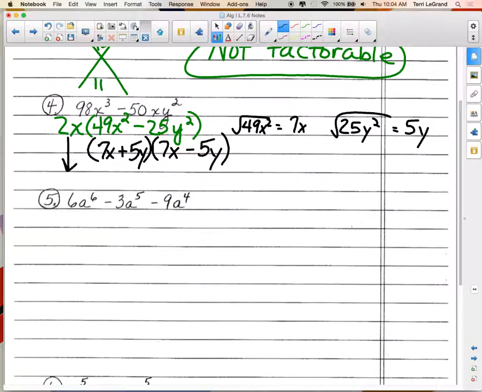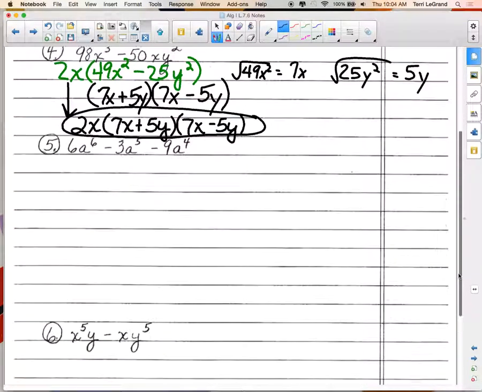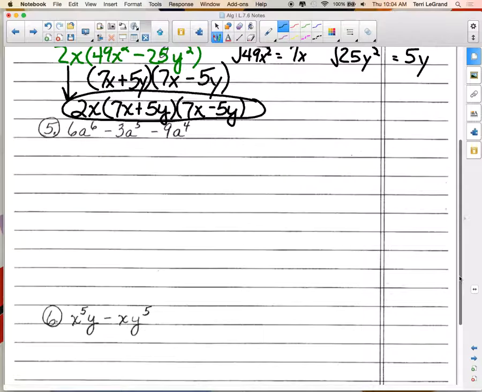Okay, how about 7x minus 5y? Can that be factored anymore? No. Okay, so our final answer is 2x times 7x plus 5y times 7x minus 5y. This is our final answer. Okay, you start the next one on your own. Start it.